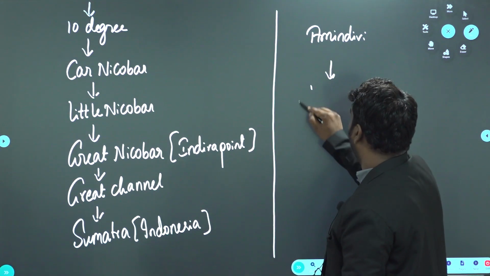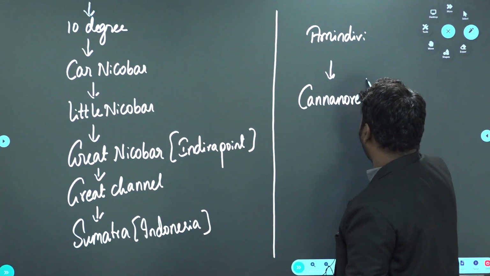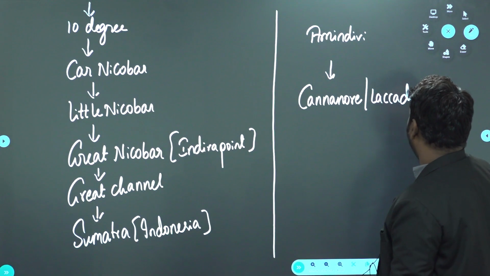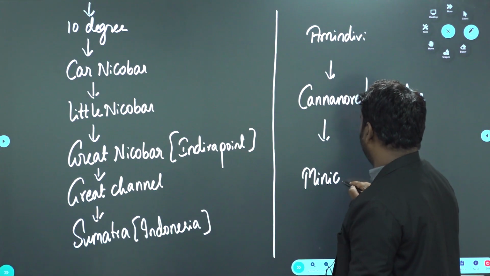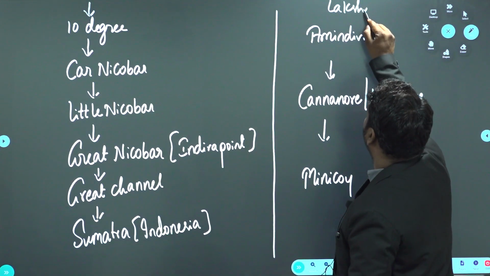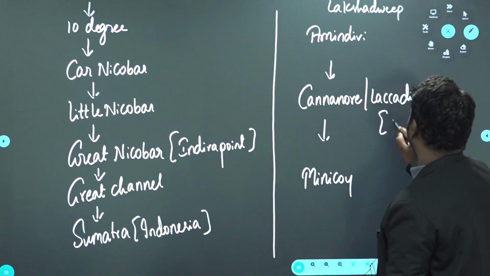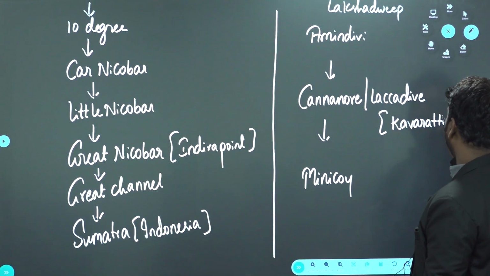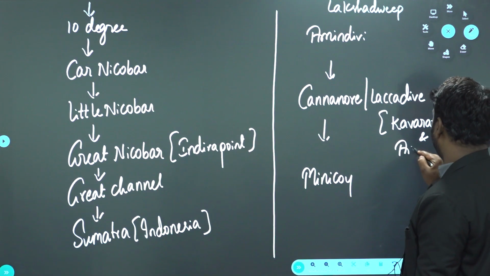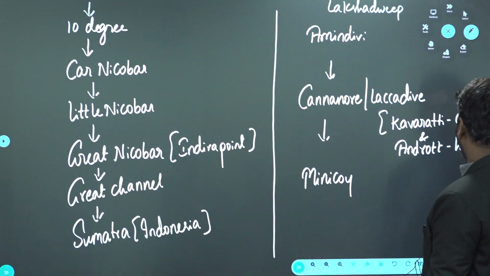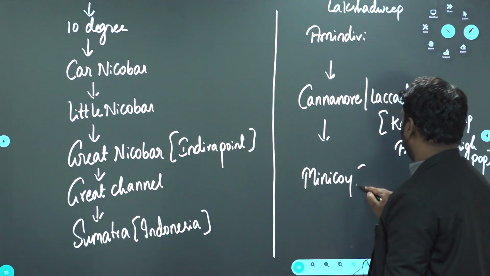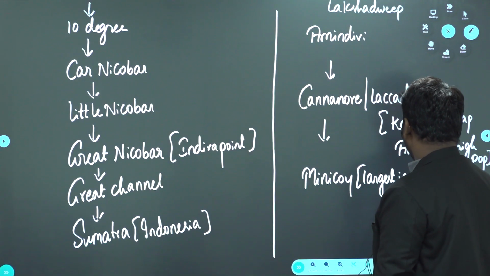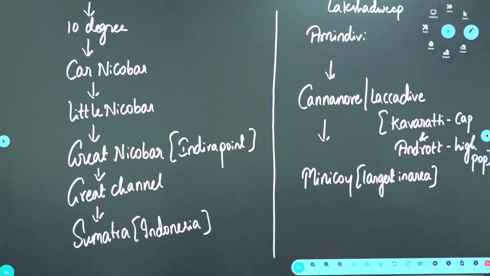Amindivi, Cannanore or Laccadive, Minicoy. This is about Lakshadweep. Kavaratti is the capital. Androth has the highest population. Minicoy is largest in area. Amindivi, group of islands. Cannanore or Laccadive.